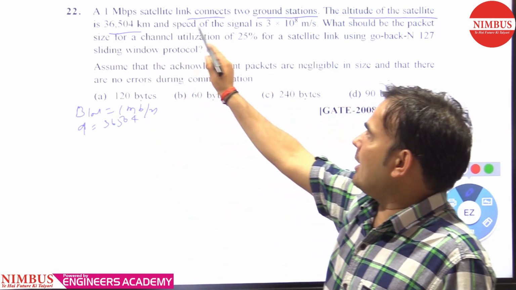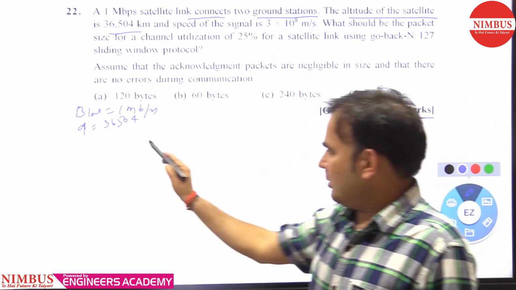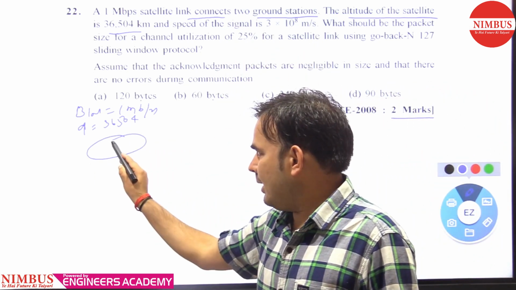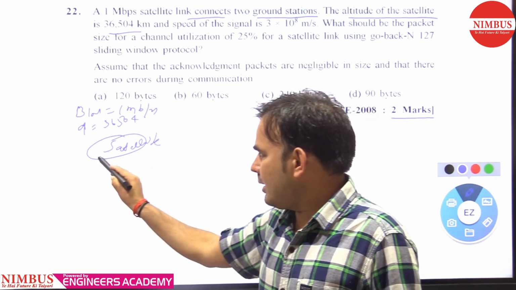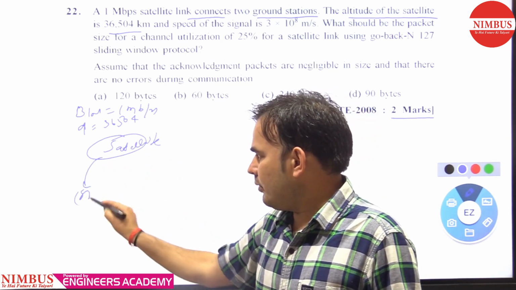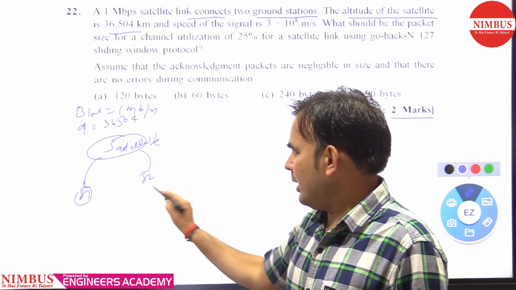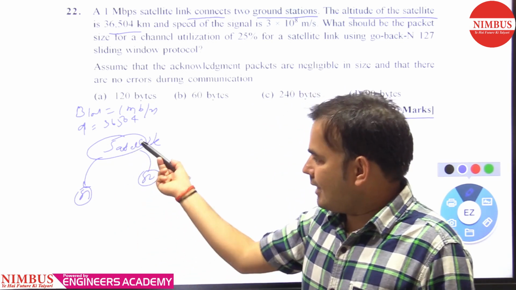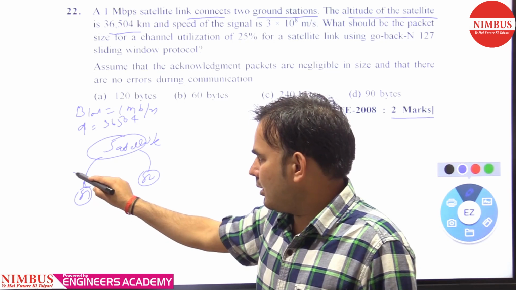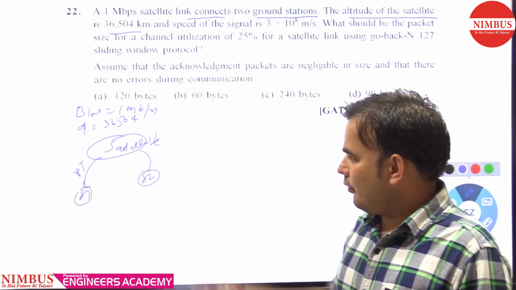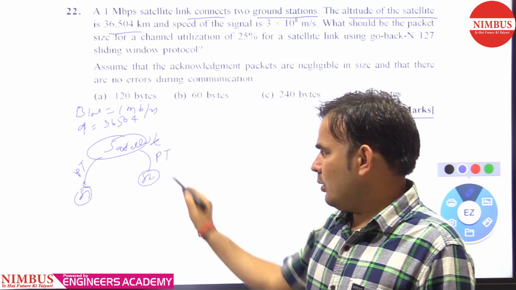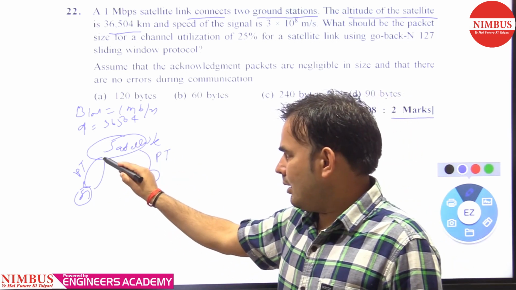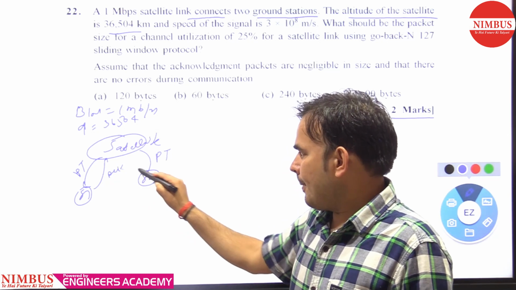A 1 Mbps satellite link connects 2 ground stations. This is the satellite, and these are the ground stations, first S1 and second S2. When the satellite sends a message, it takes one propagation time from satellite to S1, then another propagation time from satellite to S2, and then they send back the ACK.